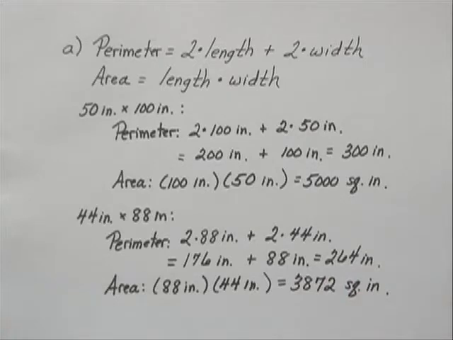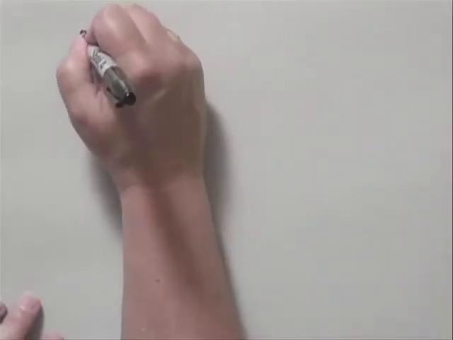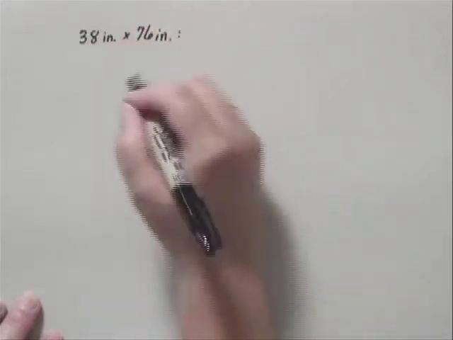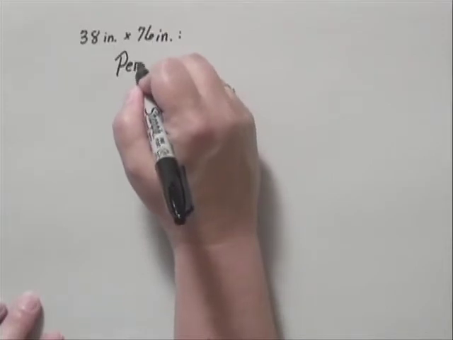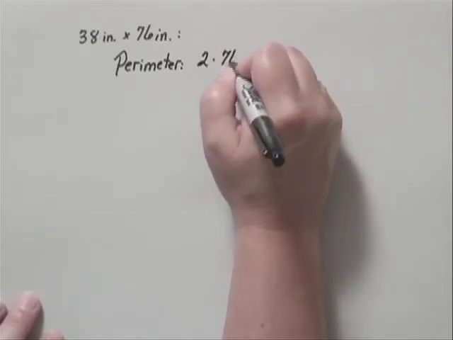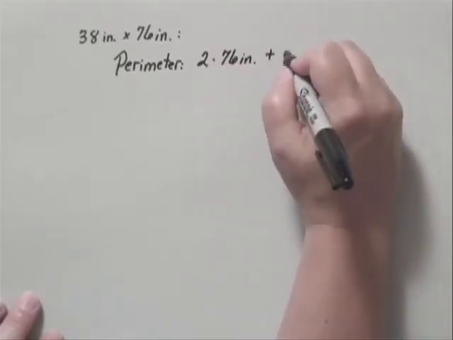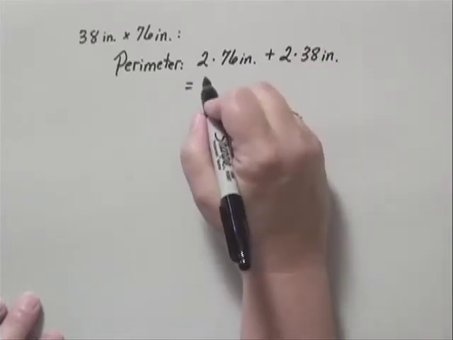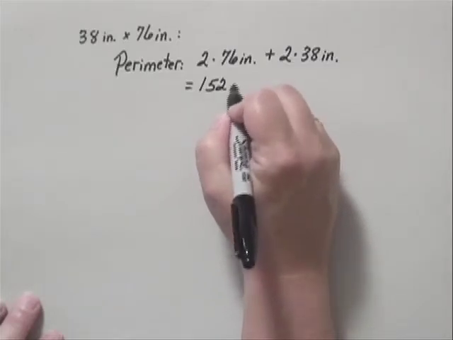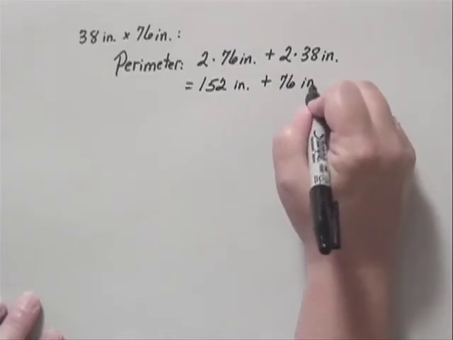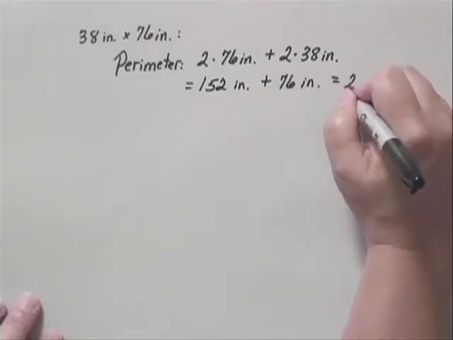Then we repeat this one more time for the third table. The third table, the dimensions were 38 inches by 76 inches. The perimeter was 2 times the length, which is 2 times 76 inches, plus 2 times the width, which is 2 times 38 inches. And that is 2 times 76 is 152 inches, plus 2 times 38 is 76 inches, which gives us a perimeter of 228 inches.